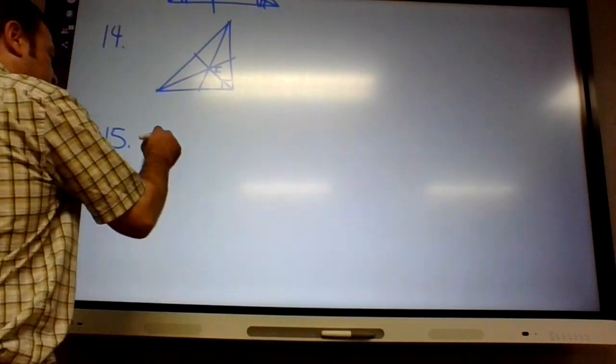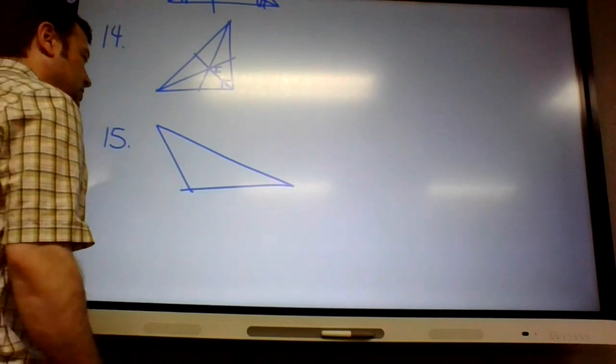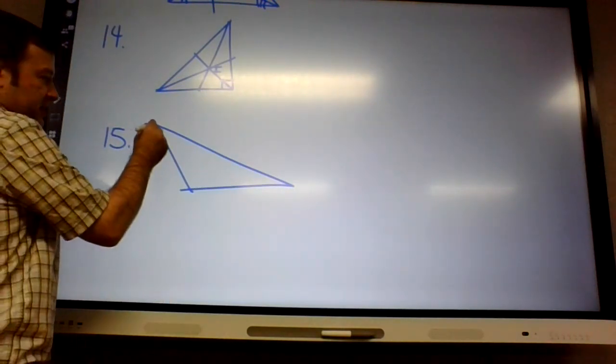Okay, 15 is an obtuse triangle. And split the angles.